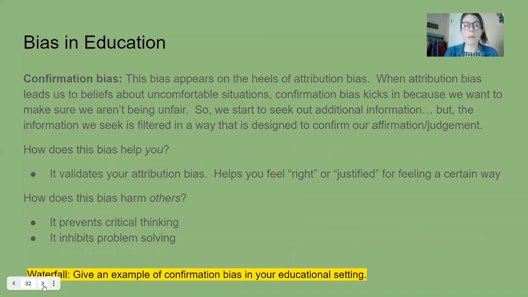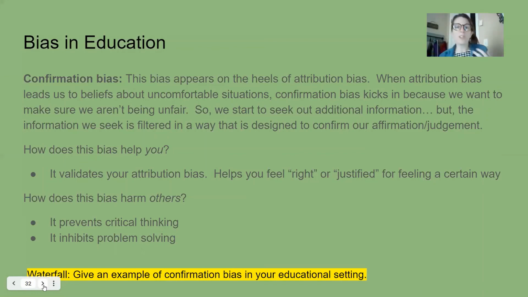The next bias in education that I wanted to talk about was confirmation bias. And with confirmation bias, this generally appears right on the heels of attribution bias. And so where attribution bias gets us out of an uncomfortable situation, confirmation bias is its buddy, and it comes right in and says, yes, you are validated. Look at how often that child flops, or look at how often that child clings to your leg. That child is clingy. That child has problems. That child has to do X, Y, and Z.